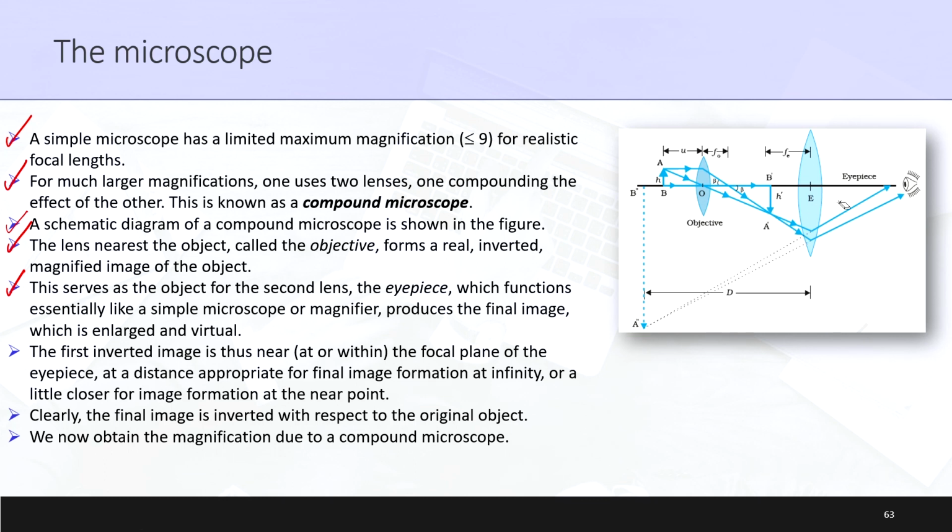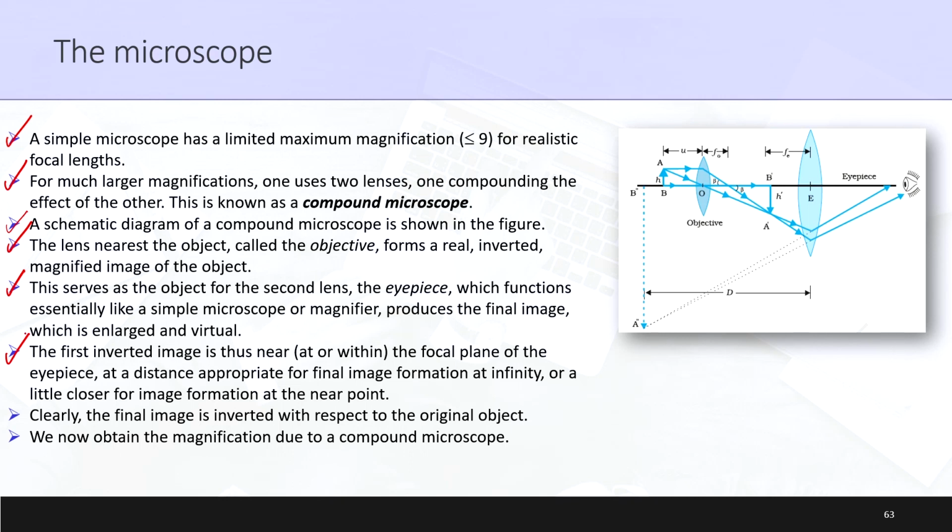The first inverted image is thus near the focal plane of the eyepiece, at a distance appropriate for the final image formation at infinity. So somewhere at infinity the final image would have been formed, or a little closer for image formation at the near point. So either the image would have been formed here or it would have been formed here. These are two different instances, as I have shown in this compound microscope portion.